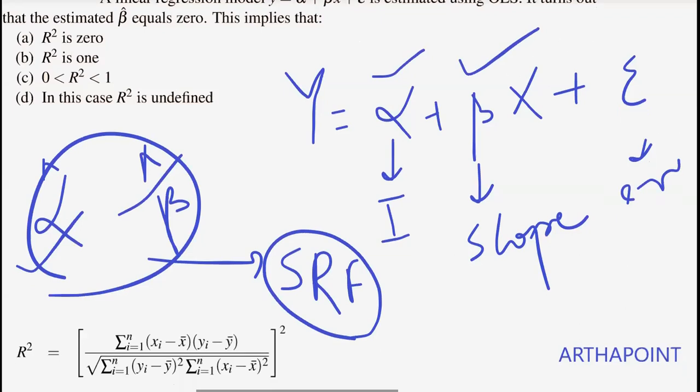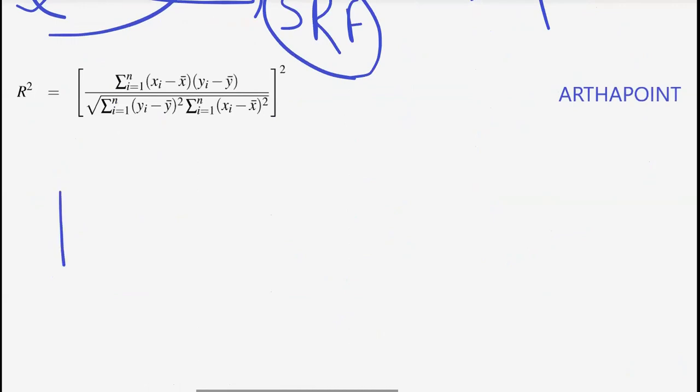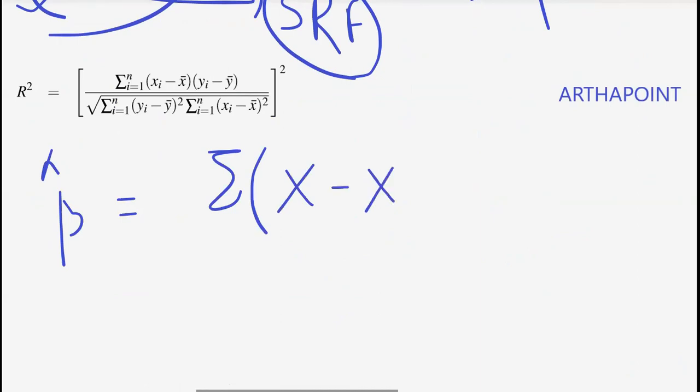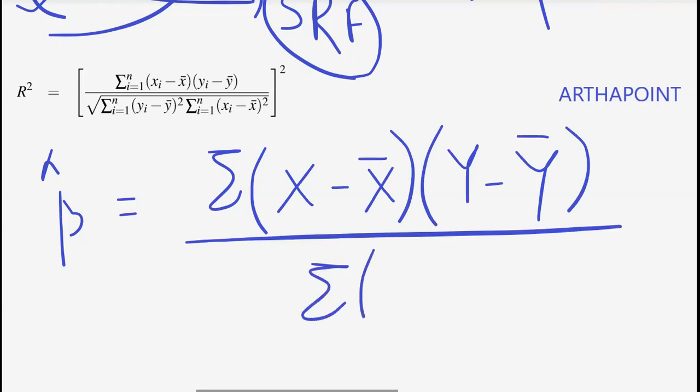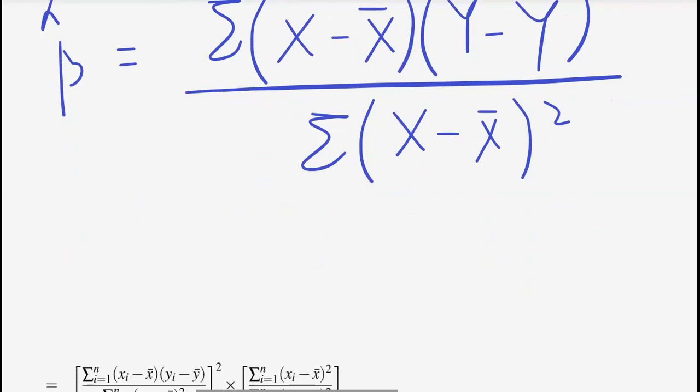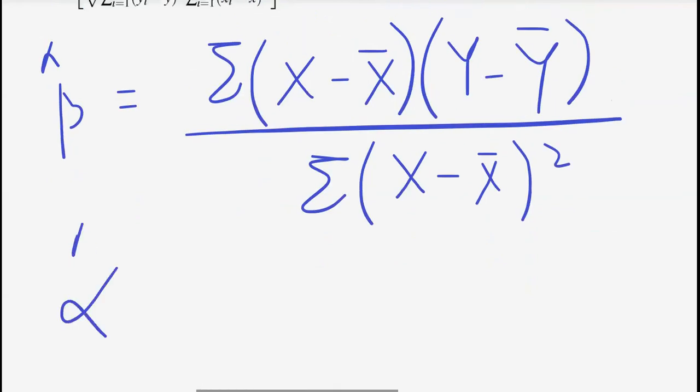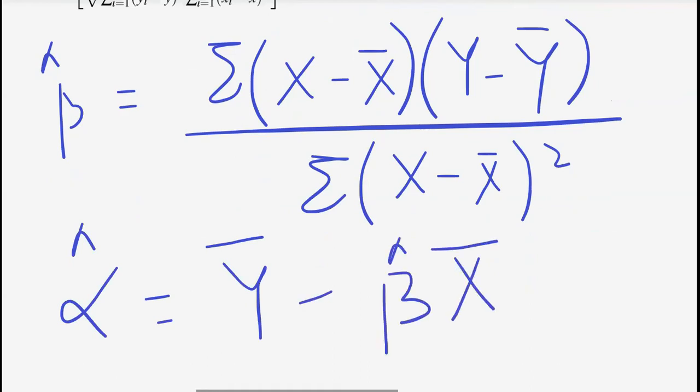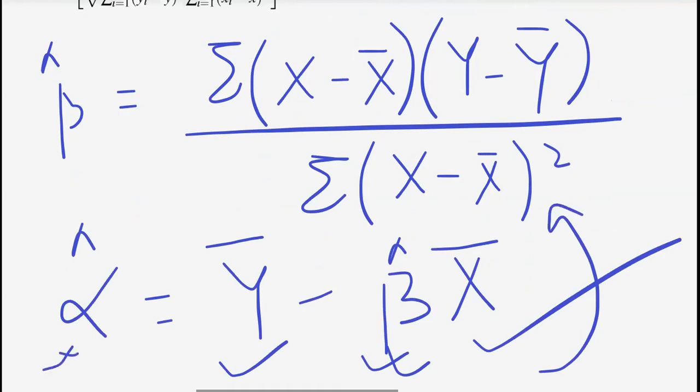Usually, beta hat is given by summation (x minus x bar)(y minus y bar) upon summation (x minus x bar) whole square. This is beta hat. And alpha hat is given by y bar minus beta hat x bar. So you find out the mean value of y's, you find out the mean value of x's, you already know what beta hat is from the above, and then you find out alpha hat.